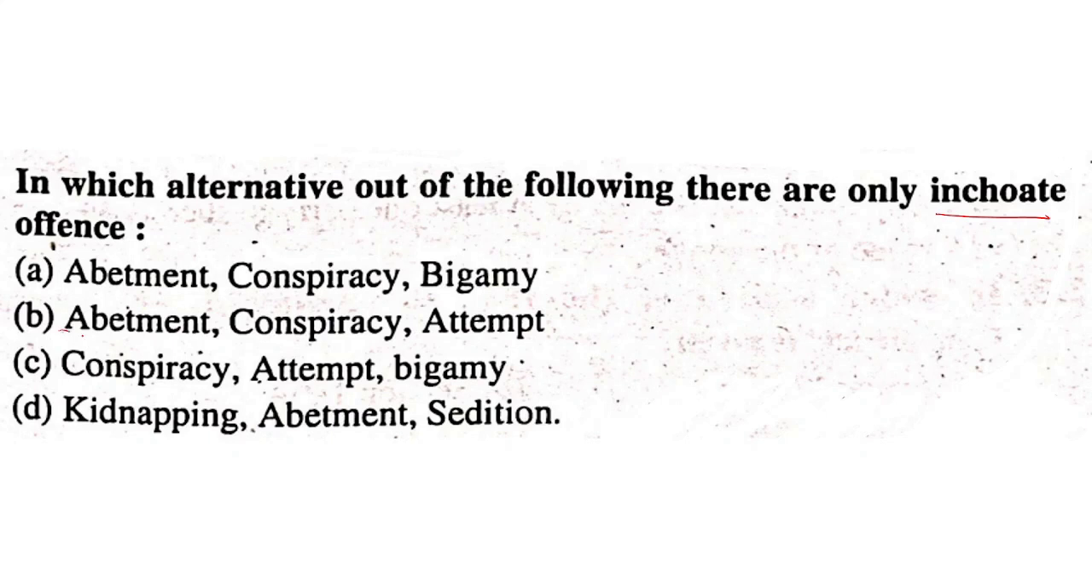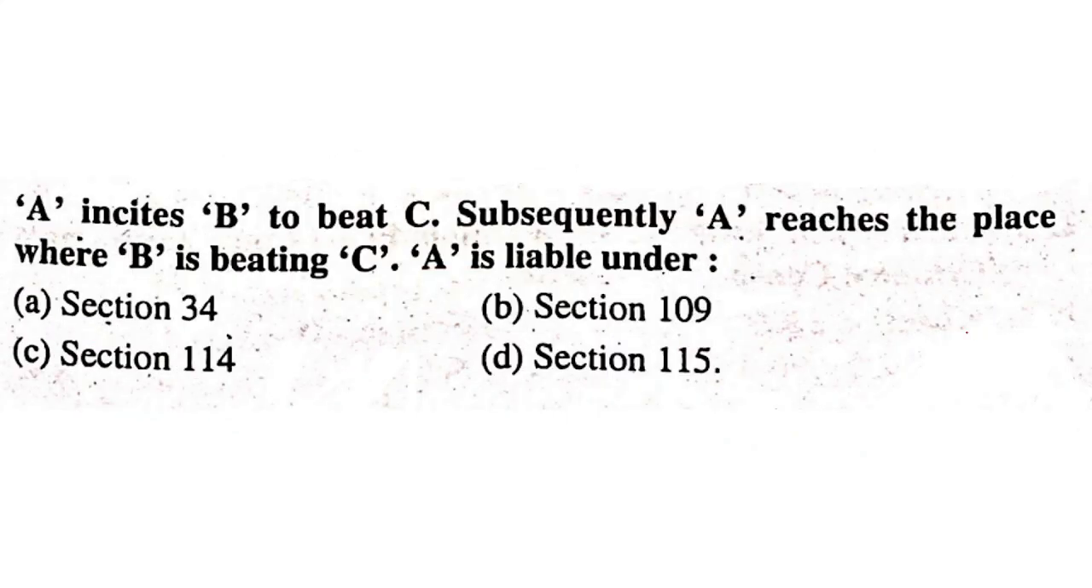It is abatement, which needs excitement by someone, conspiracy the same way, and attempt. These all are inchoate offenses. Option B is correct. A incites B to beat C. Subsequently, A reaches the place where B is beating C. A is liable under Section 34, Section 109, Section 114 and Section 115.